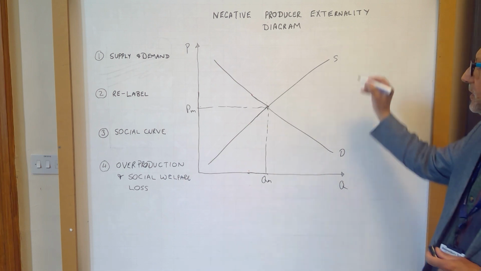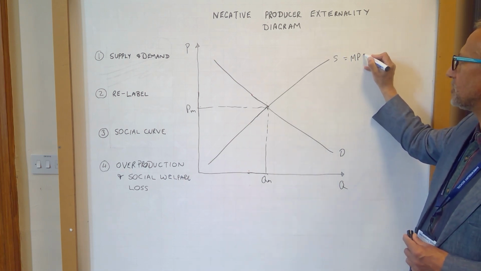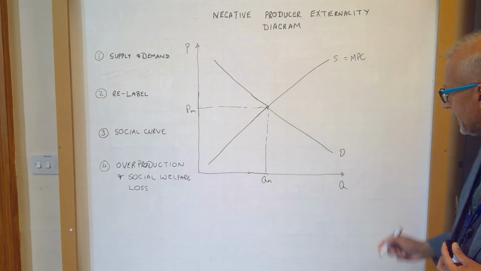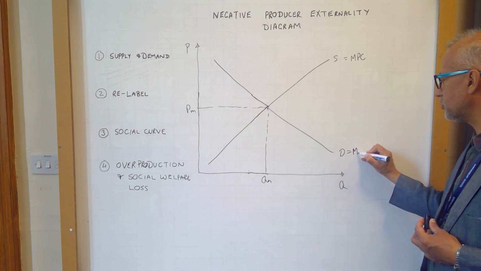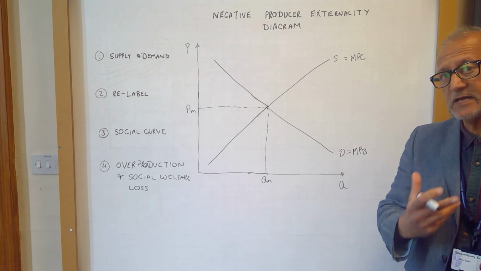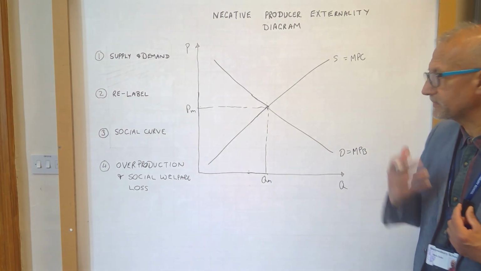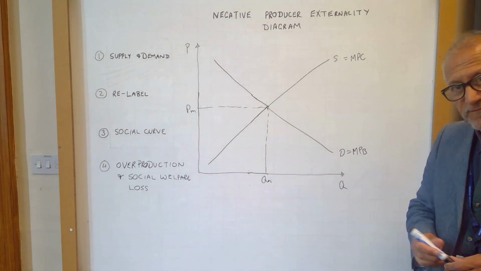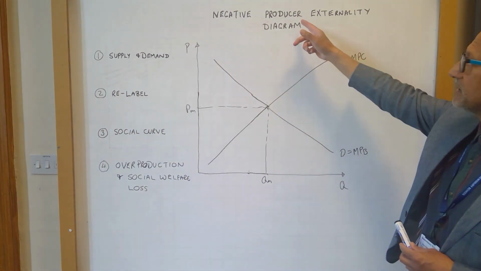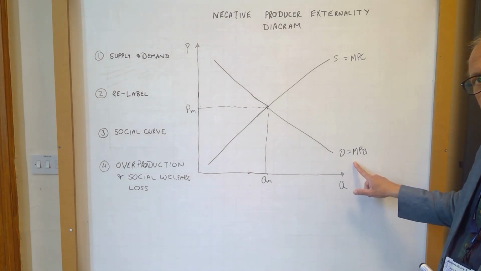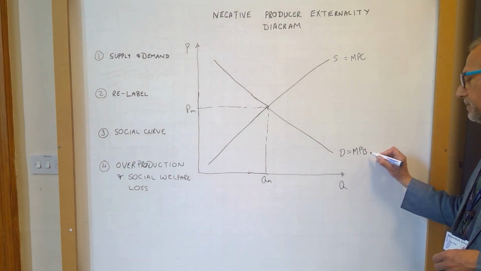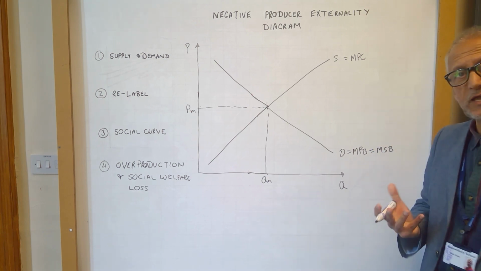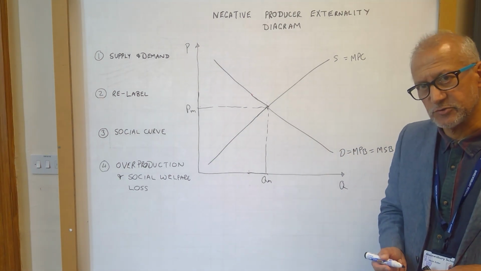Let's call the supply curve the marginal private cost curve, because that's the cost that the producer is going to have to pay. Let's call the demand curve the marginal private benefit curve, because that's the benefit the consumer is going to get. If we have a negative producer externality, that means the supply curve is going to be affected, because the supply curve is the supplier, that's the producer. We know that isn't going to be affected, and therefore let's assume that the marginal private benefit and the marginal social benefit are the same, because we haven't been told anything to the contrary.